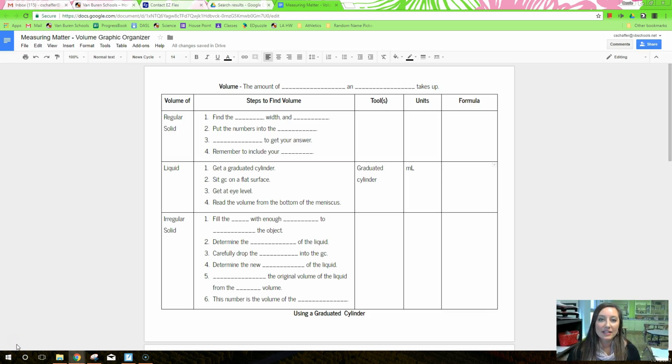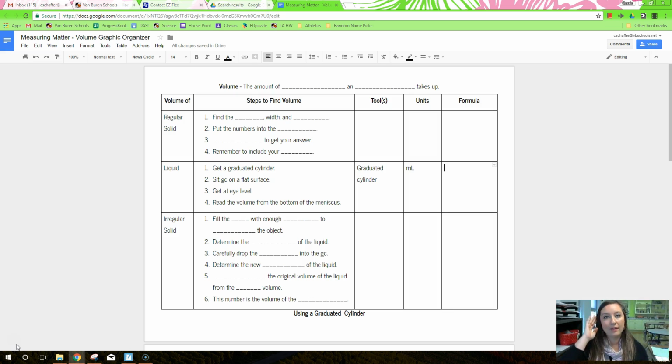Hi, sixth grade. This last video on volume is going to be about finding the volume of an irregular solid. What we mean by an irregular solid is something that we can't easily find the length, width, and height of. So this round object here would be considered an irregular solid. My food coloring bottle, irregular solid, because we're not going to have just one length, one width, and one height.